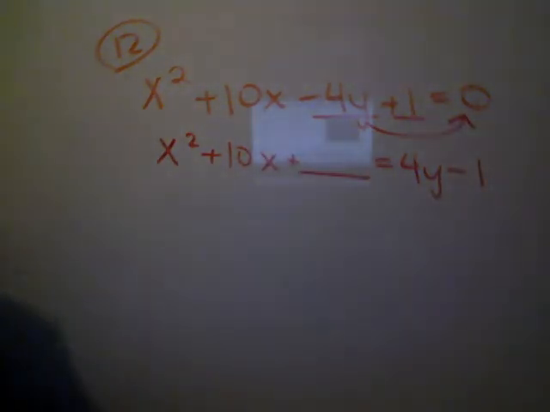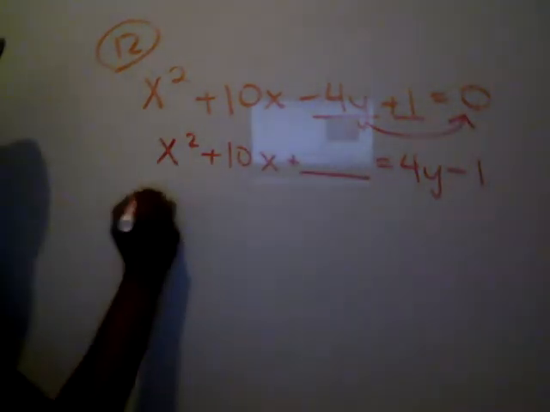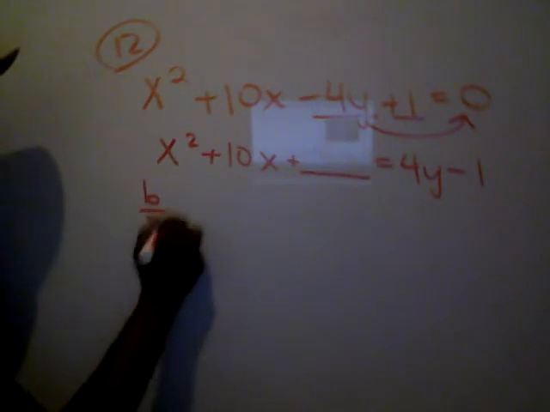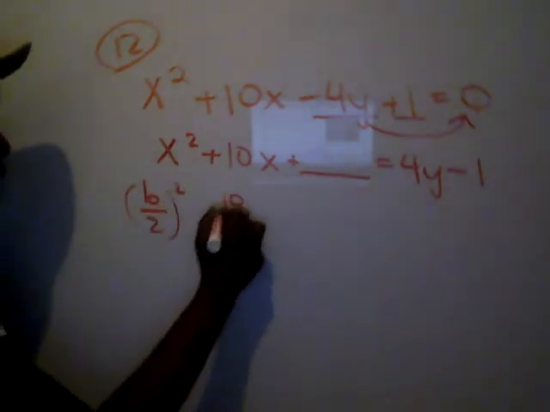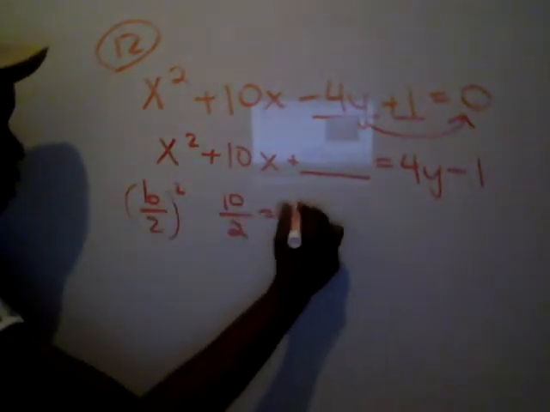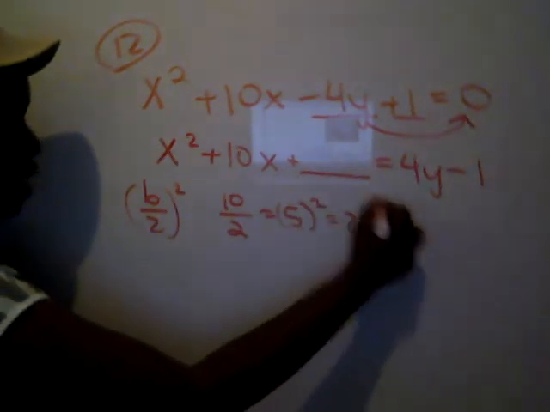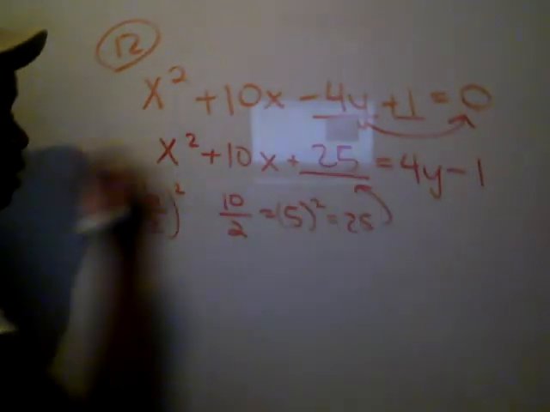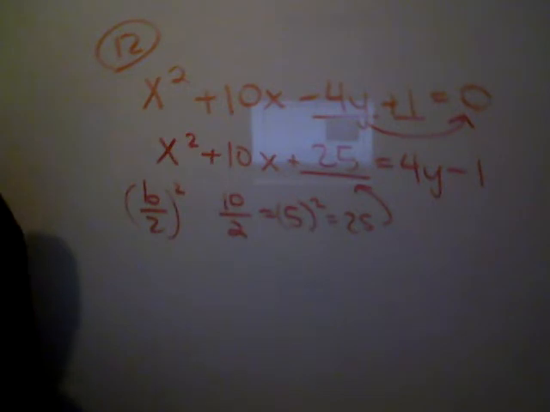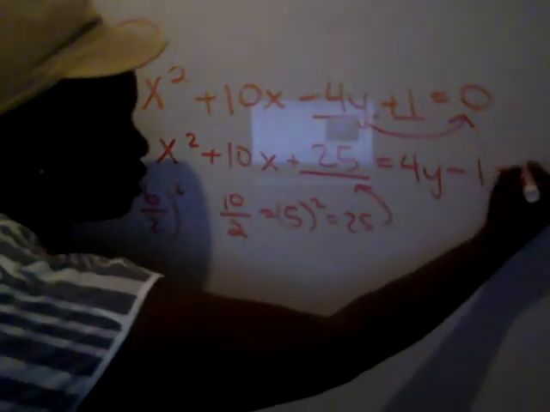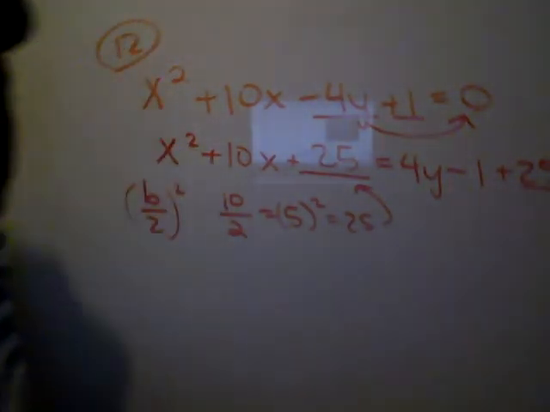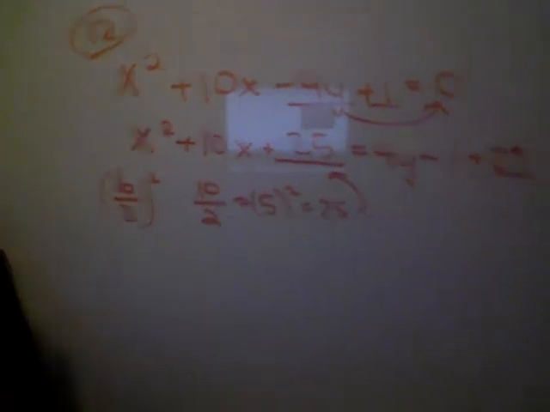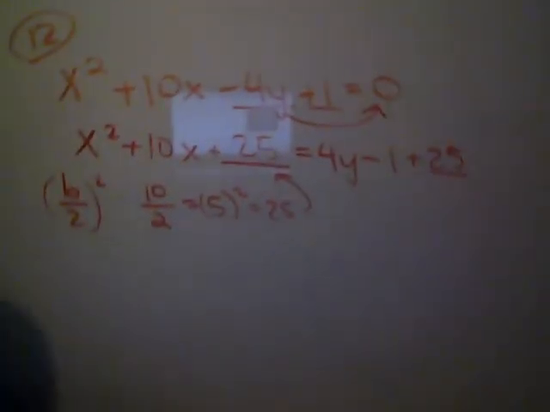Okay. So then from there, we can do our b value thing. We're going to do b divided by 2, and we're going to square it. So we're going to do 10 divided by 2, which is 5. Then we're going to square it and get 25, and that's going to go there. But remember, whatever we do on one side, we have to also do on the other side. So we have to add in a 25 on the right side to be consistent.